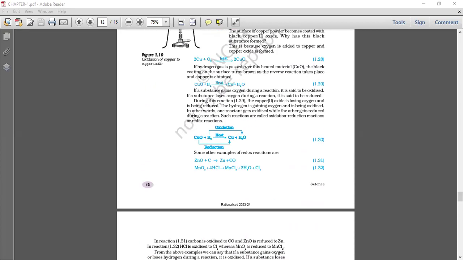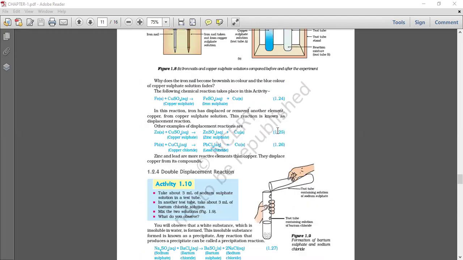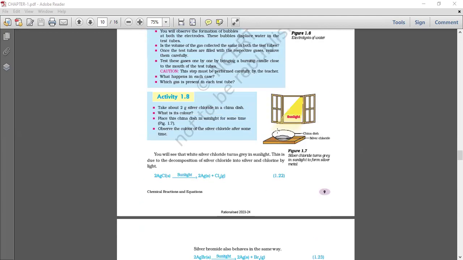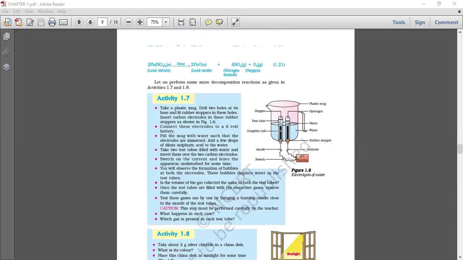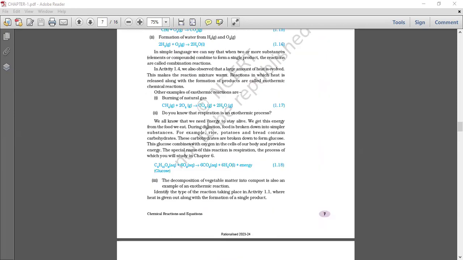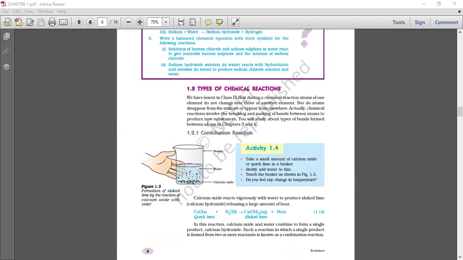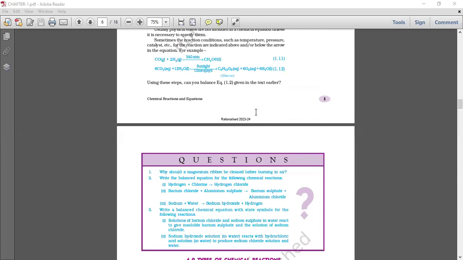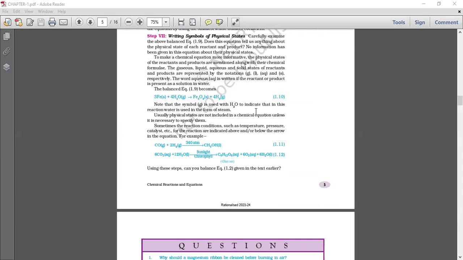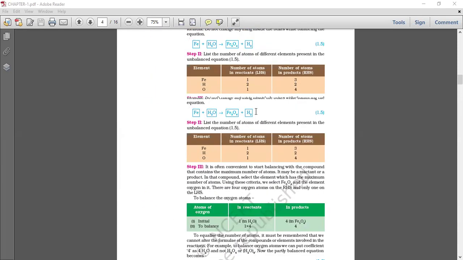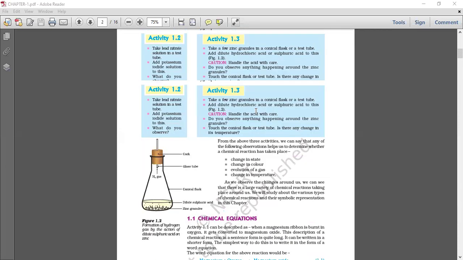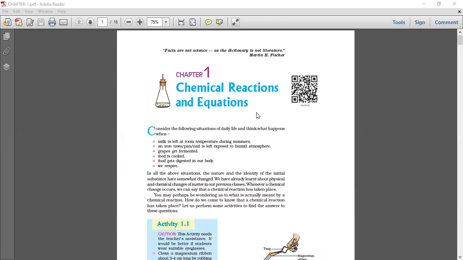It is very important that you read each and every chapter, every sentence, underline, and make your own notes. Whatever chemical equations and reactions have been given in this chapter, you need to practice them more, and then you will definitely get good marks from this chapter in the board exams.